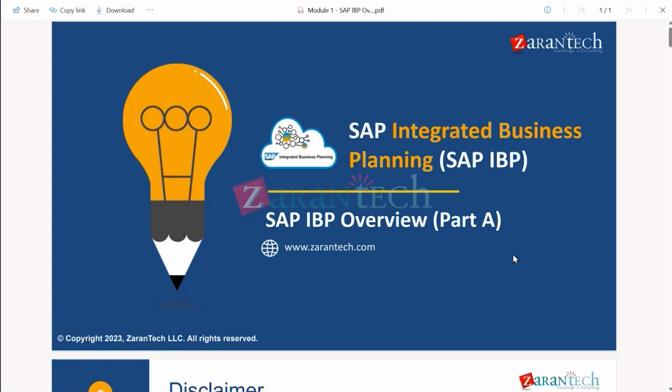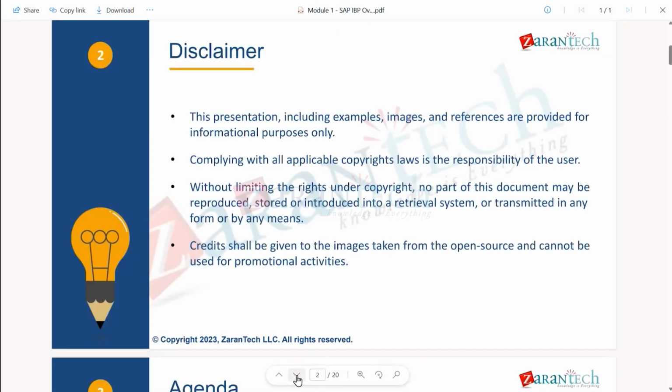So we start off with the next module, which is another part of IBP overview, part A. So again, a disclaimer, I'm just putting it forward. You can just go through it.